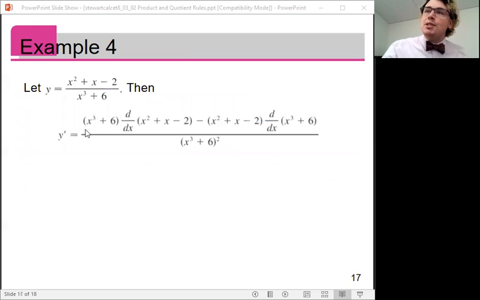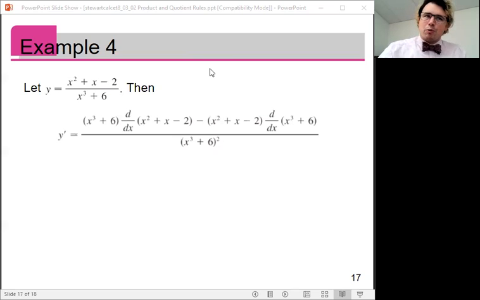Let's actually use this formula now. Here I have a rational function. y equals x squared plus x minus 2, all over x cubed plus 6. So my two different functions here, my numerator and my denominator, my f of x and my g of x, my high and my ho, these are both polynomials. High is the function x squared plus x minus 2. Ho is the function x cubed plus 6. I can do both of these derivatives because they're both polynomials.